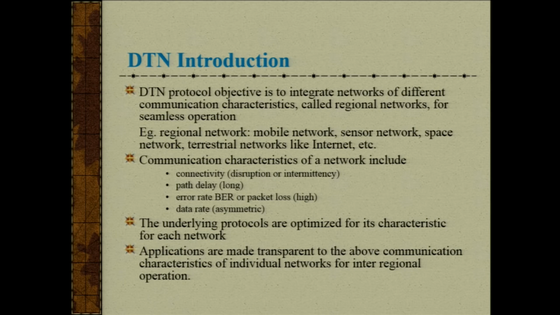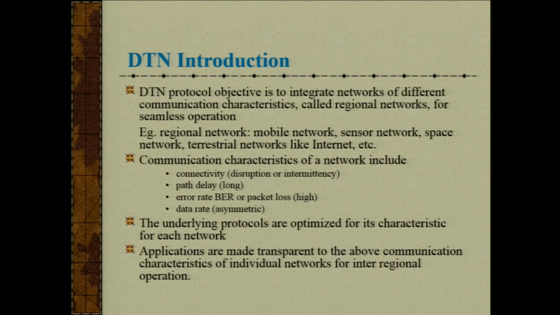The objective of the DTN protocol is to integrate the networks of different communication characteristics. It's called regional networks for its seamless operation. The examples of regional networks are mobile network, sensor network, space network, terrestrial network, like internet, etc.